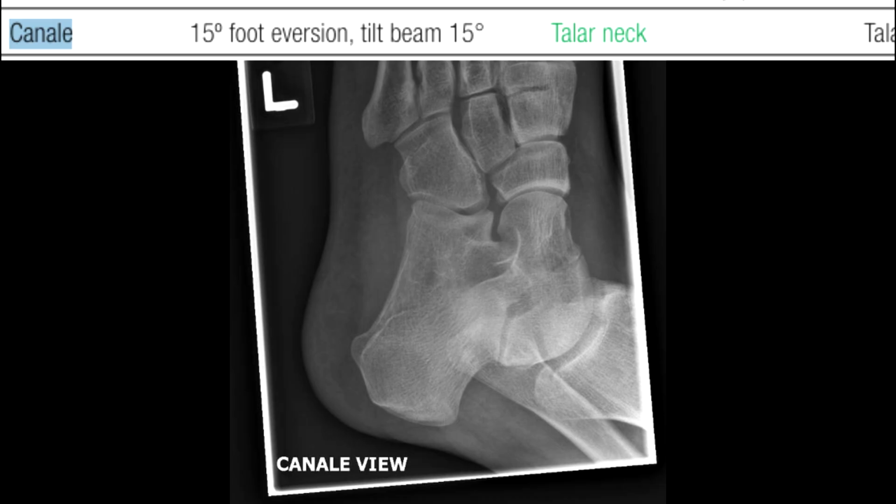In fact, the Hawkins classification of talar neck fractures is based on the degree of displacement and associated risk of avascular necrosis, making radiographic visualization here essential.